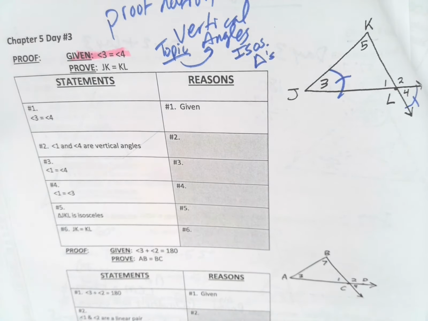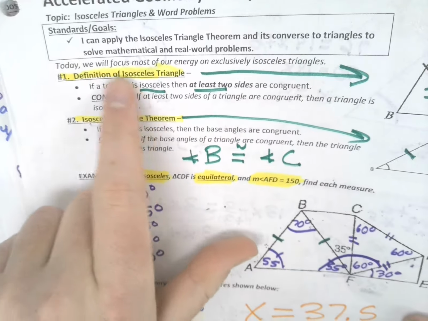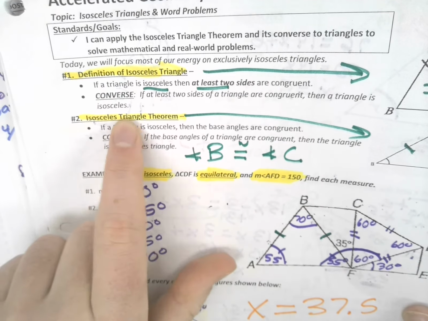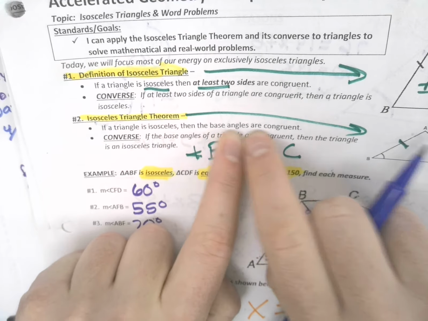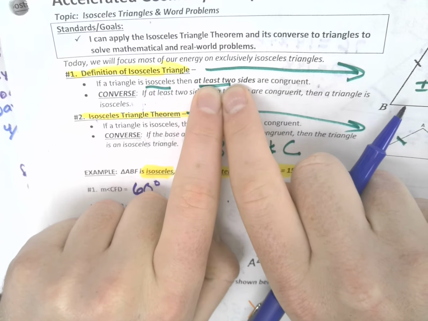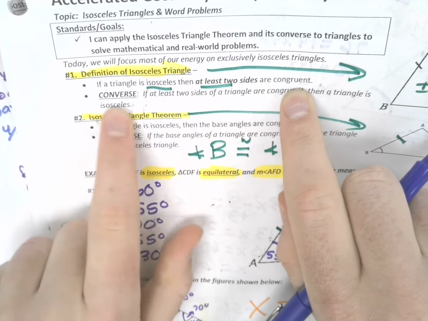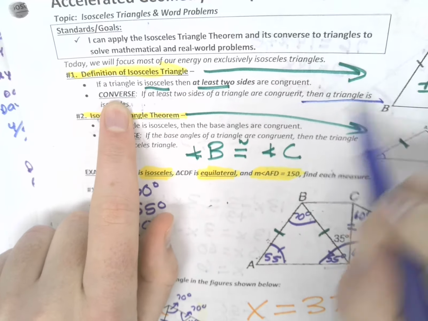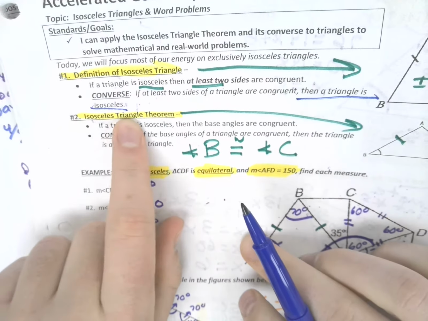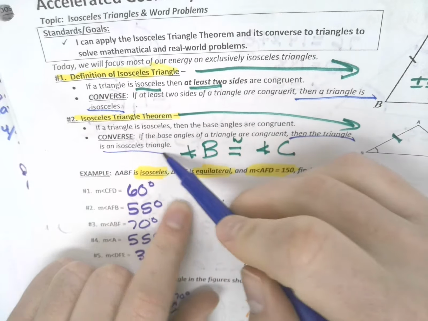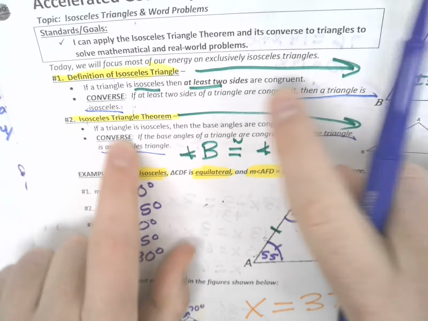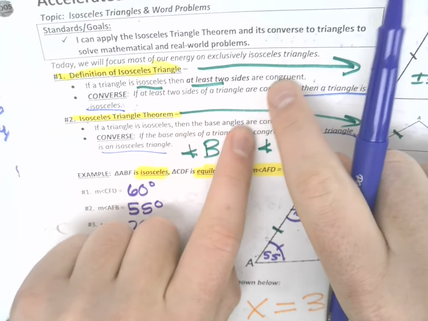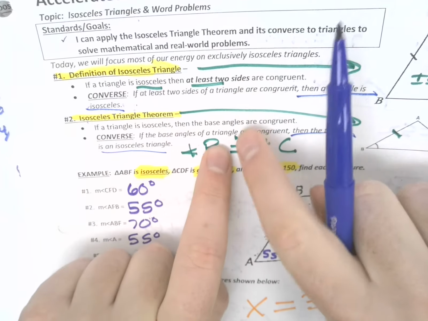And if you remember, guys, back on the first page of day 3, we said we got a definition of isosceles and an isosceles triangle theorem. And look how both these end. Then the base angles are congruent. Definition is at least two sides are congruent. Whereas converse ends with, then a triangle is isosceles, and isosceles triangle theorem ends with, then the triangle is isosceles. So we got to watch out. Converse is going to end with this. Definition and theorem is going to end with congruency, either sides with definition or angles with theorem.